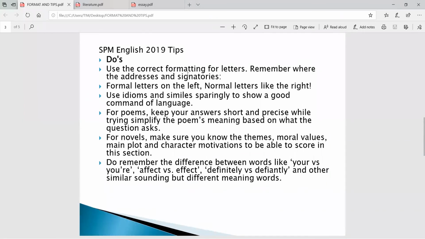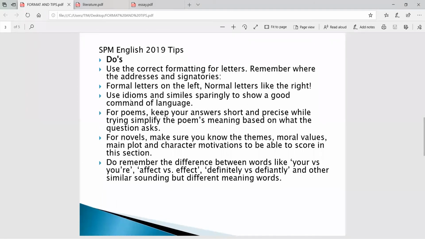So this is a very, very simple tip for your paper 1, for your essay. Use the correct formatting for letters. Letters are divided into 2. Definitely we know about it. We have informal and formal, but they have totally different formats, right? One with the address on the right hand side, one with the left hand side. So you should know the difference between both formats. Okay. Remember where the addresses and the signatures go, meaning where you have to put the address and where you have to sign. Formal letters on the left, informal letters on the right.